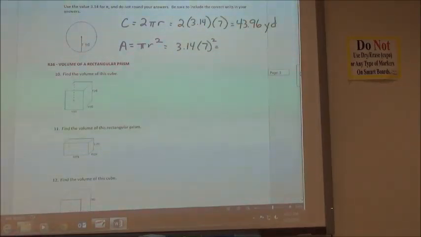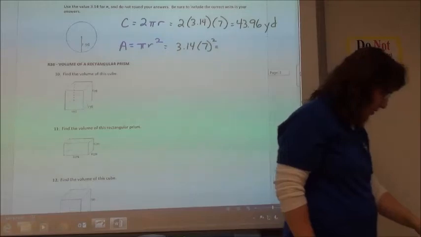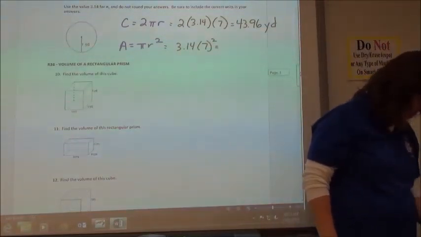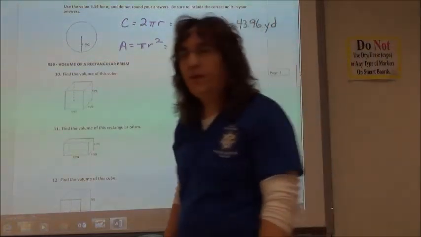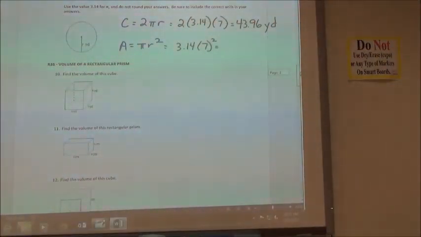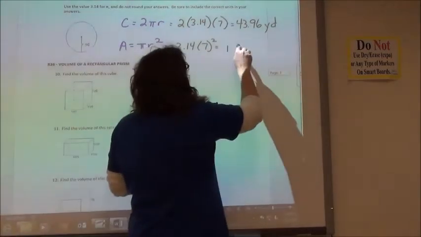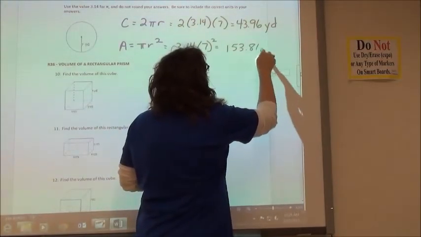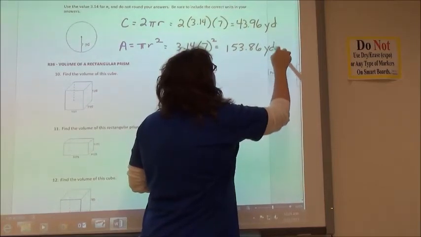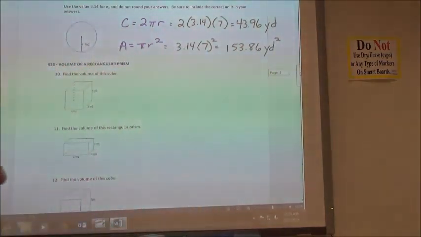On the area, we're going to take the pi, 3.14, times the radius squared. So 3.14 times 7 squared is 153.86, and my label, since it's an area, is in squared units, so yards squared.